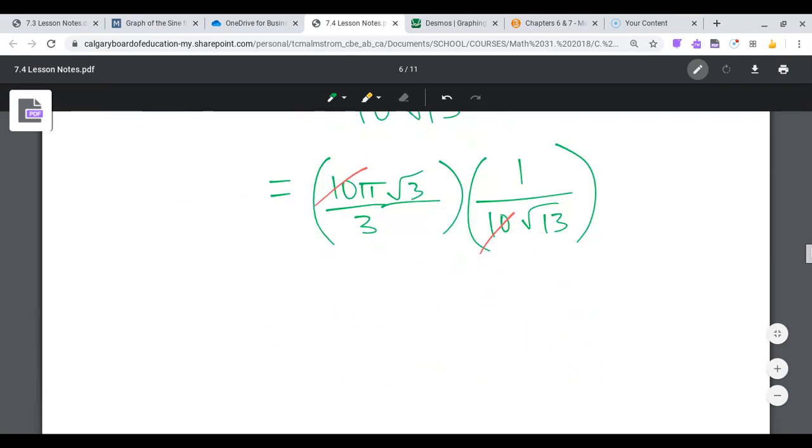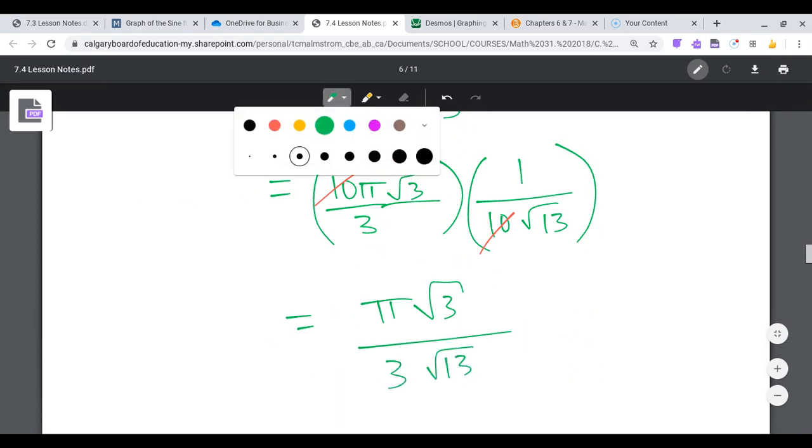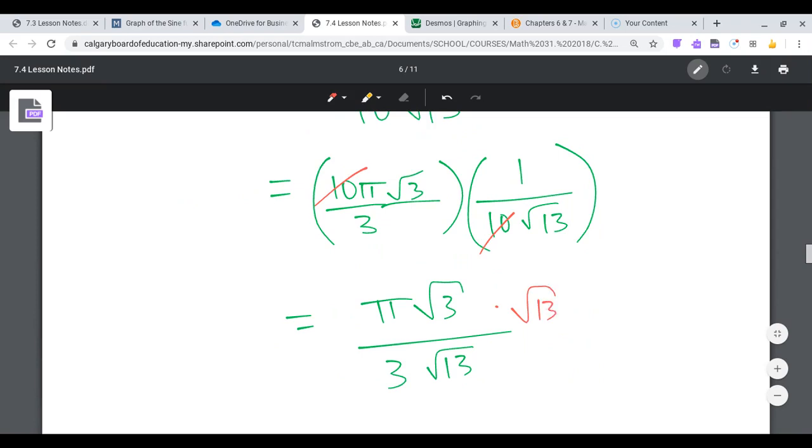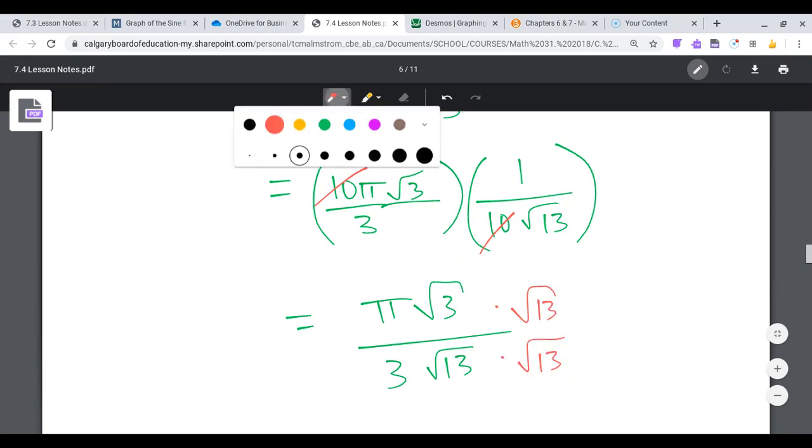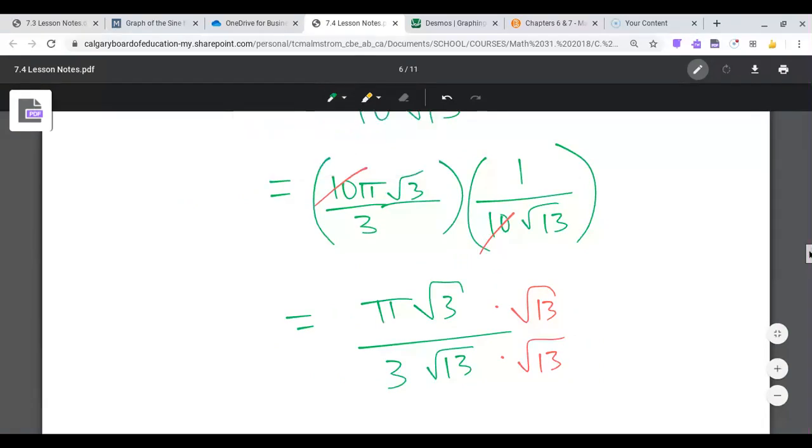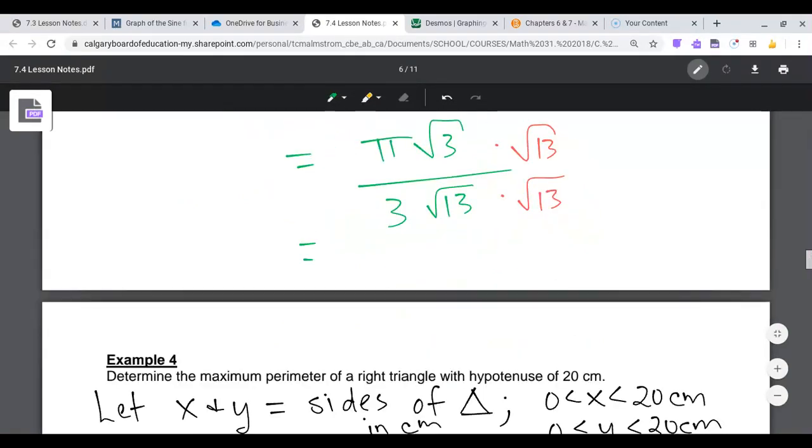So what do we have? We have pi root 3 on 3 root 13. And of course, we're now going to rationalize that denominator. Okay, so now we have 3 times 13 is 39. So I have a square root of 39, which is not going to reduce, all on 39 on the bottom. And the units on that should be meters per second, dx/dt.